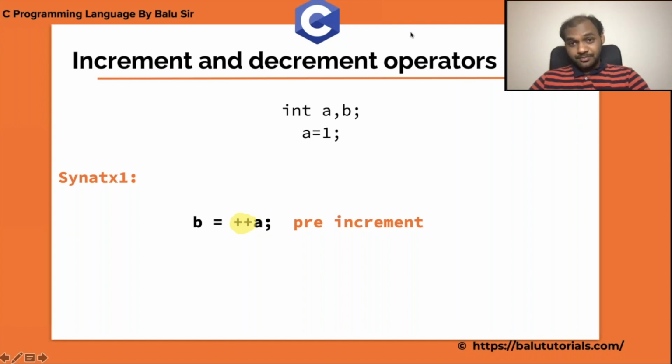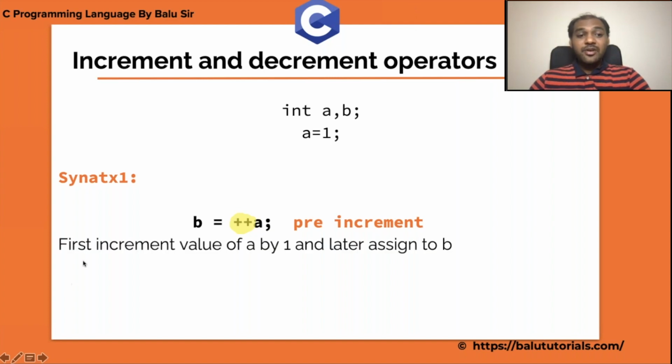So what is going to happen in this particular expression? First, increment the value of a by 1 and later assign to b. Whenever we are working with the pre-operator, the variable value has to be modified first, then only it will be assigned to b. So first increment the value of a by 1 and later assign to b. So what's the value of a and b here?